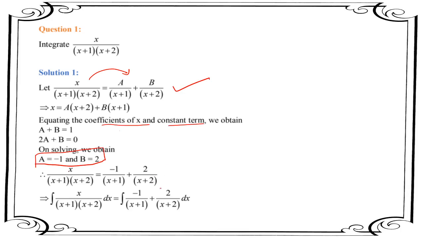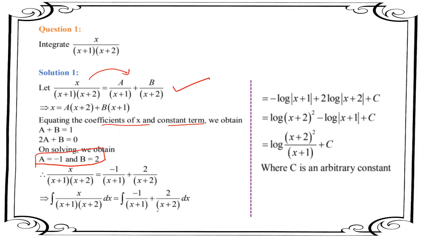Put the values of a and b here in this step and then integrate. This is very simple to integrate now. Minus of log of x plus 1, plus 2 log of x plus 2 plus constant. Now log of this thing squared. Do you remember this property?